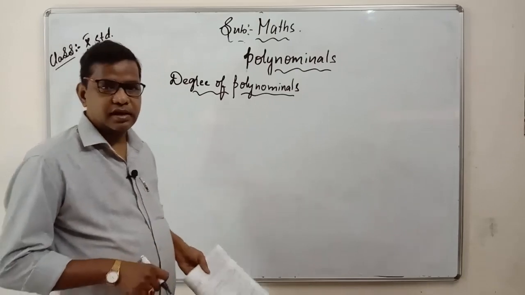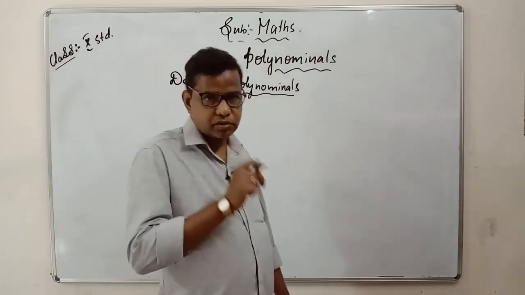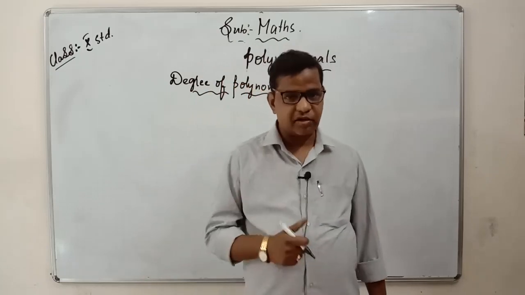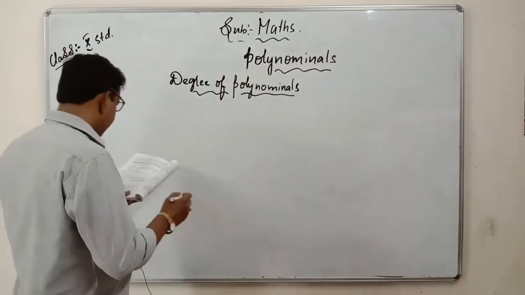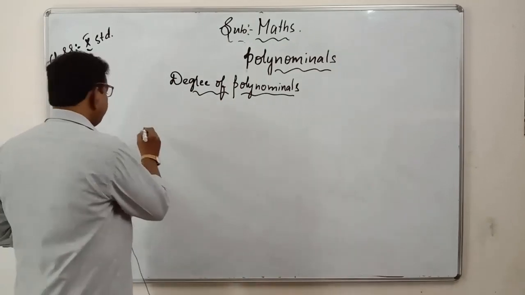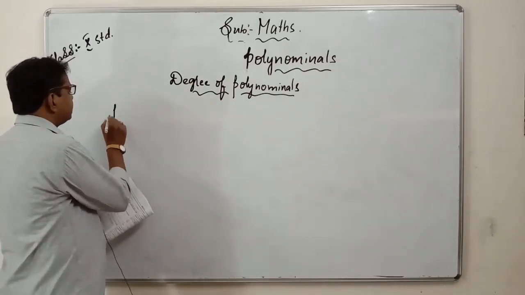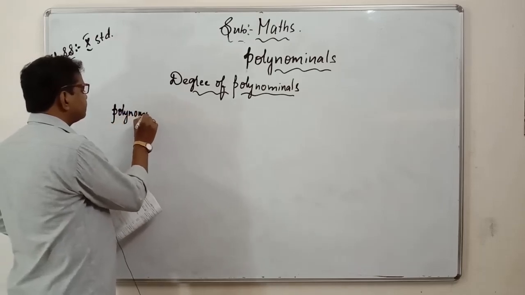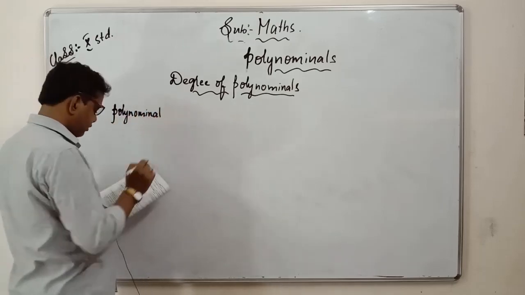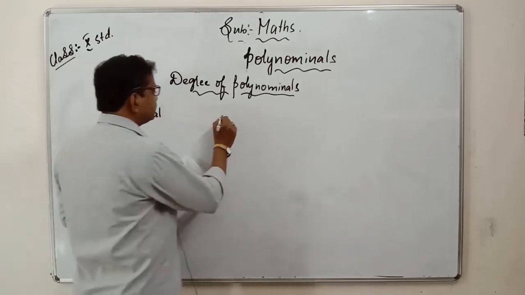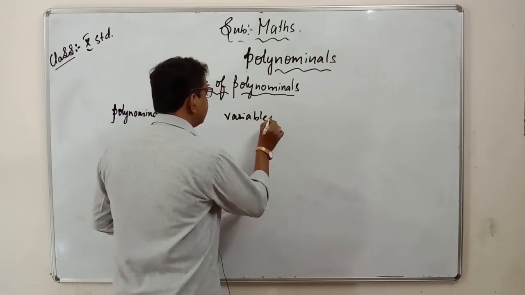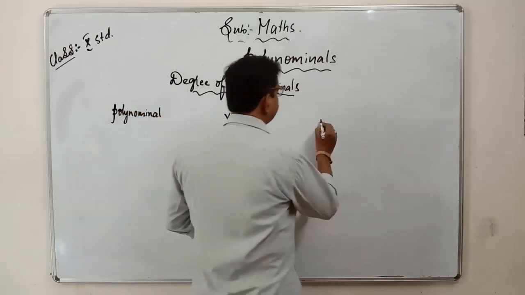I told you already these things are not in a textbook. If you go through it, it will be easy for you to understand the chapter which is in your textbook. So the table goes like this. Polynomial, and we have variable, and we have highest exponent.